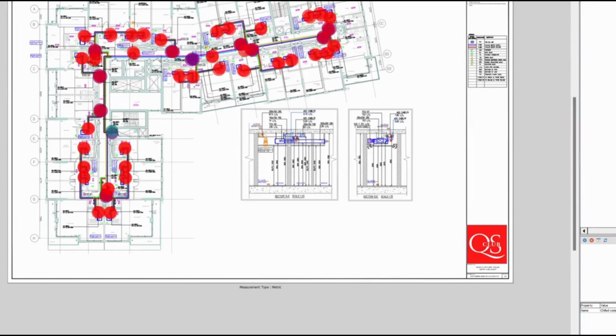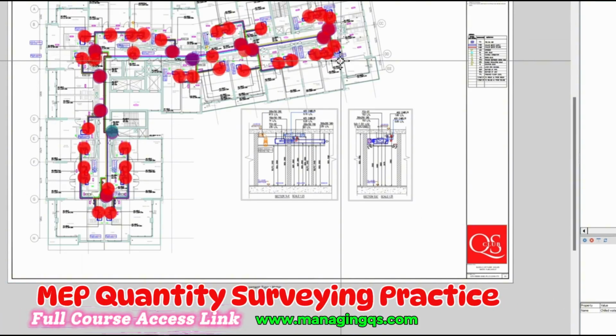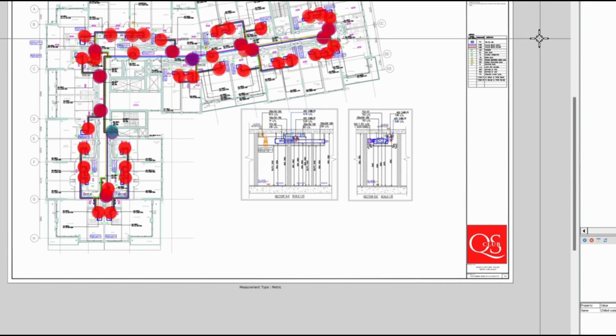Alright guys, so now we are going to discuss something more about the chill water supply and other things. So this is our drawing, chill water supply and return drawing. Before we start this drawing analysis and quantity takeoff, we have to understand the legend first. Always remember, before we start the quantity takeoff, we have to focus on the legend first.